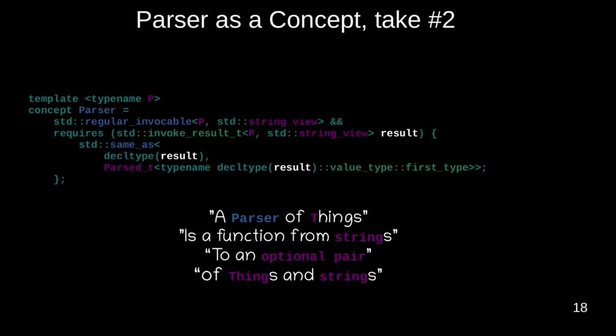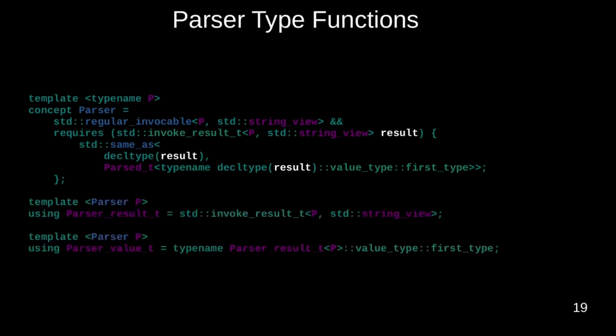Okay, so it's also helpful to define a few type functions. And type functions, these are just aliases again. The only difference from the type constructor alias is that here, this is referring to types that already exist. They are just related to the parser type. So we have the result type, so parser has a result type, which is just a shorter way of writing the return type, or invoke_result_t. And they have a value type, which is the type of the parsed thing.